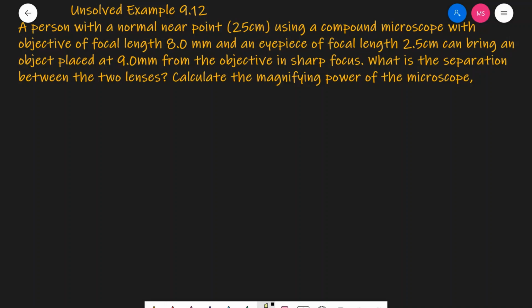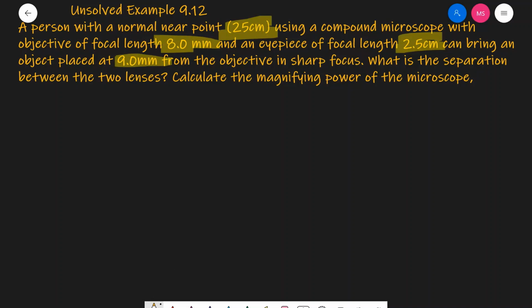So in this example, near point is given as 25 centimeter. Also, the focal length of objective is given as 8 mm and the focal length of eyepiece is given as 2.5 centimeter. Object is kept at a distance of 9 mm from objective, that is UO is given. We have to find distance between two lenses.